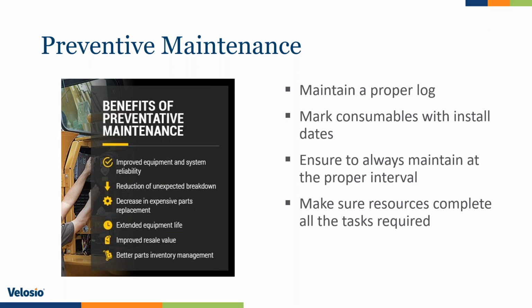So constantly, if you have a 6-month preventive maintenance for an asset, make sure that you maintain that every 6 months that PM is completed. If you lapse on those times, that's when you could end up having failures.